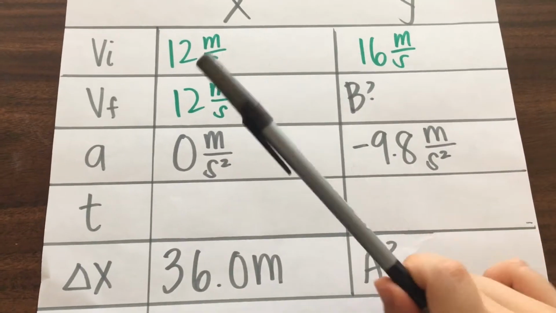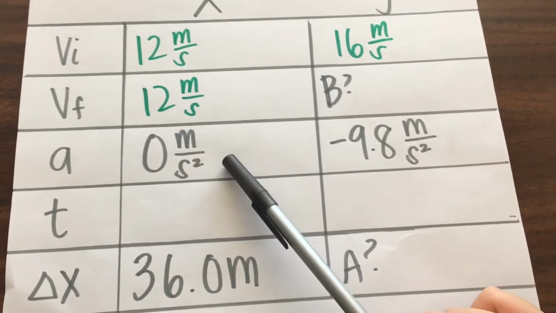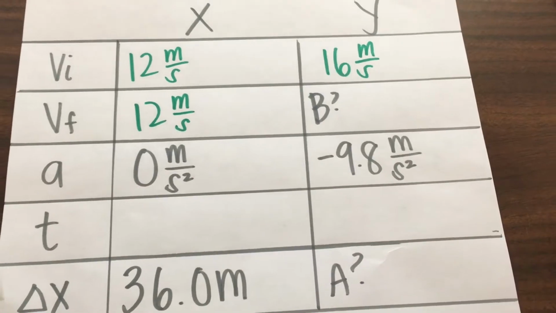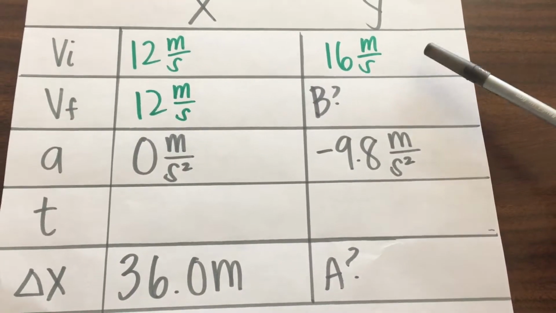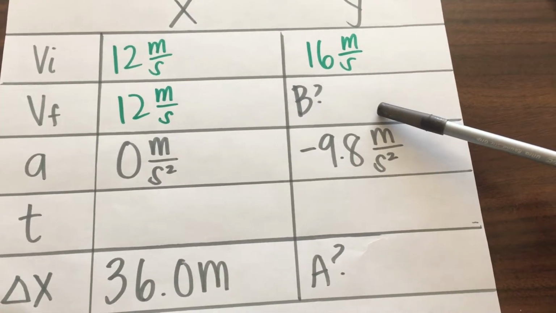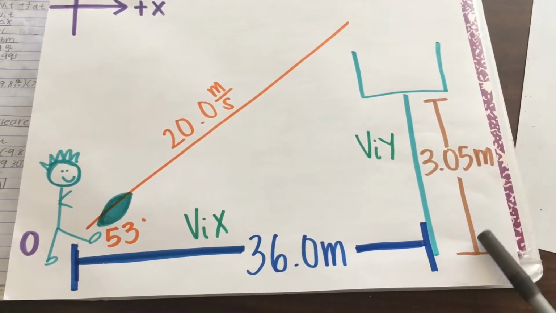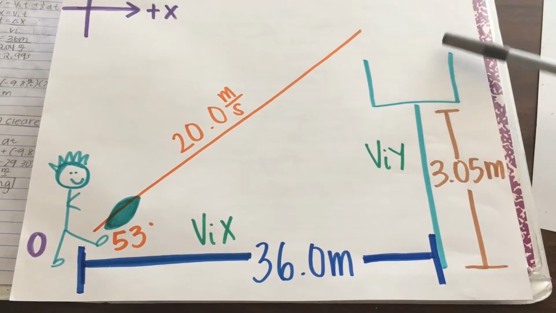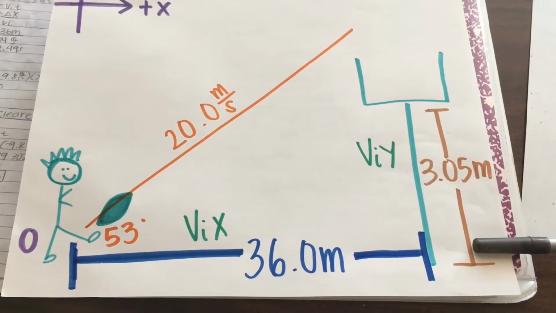So we know that the initial velocity in the x is 12 meters per second, and because there's no acceleration, the final velocity is also 12 meters per second. For the y, we solved that the initial velocity is 16 meters per second, and we'll be solving for the final velocity in part B. So again, in part A, we're going to be solving for the displacement in the vertical direction of how high the football goes to see if it clears the bar, which is 3.0 meters high.